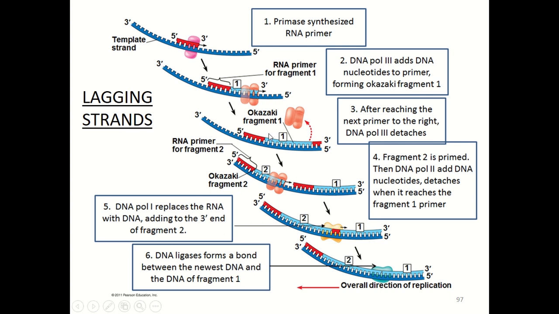Next, after reaching the next primer, DNA polymerase III will detach. Fragment 2 is also primed before fragment 1, and then DNA polymerase III will add the DNA nucleotide and detach when it reaches the primer of fragment 1. Then DNA polymerase I will replace the RNA nucleotide at the primer, which is red in color, with DNA nucleotide. If there is a uracil, it will be changed to thymine nucleotide. And then DNA ligase will join the link between Okazaki fragments.